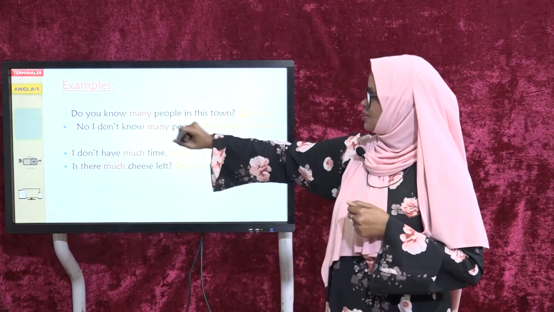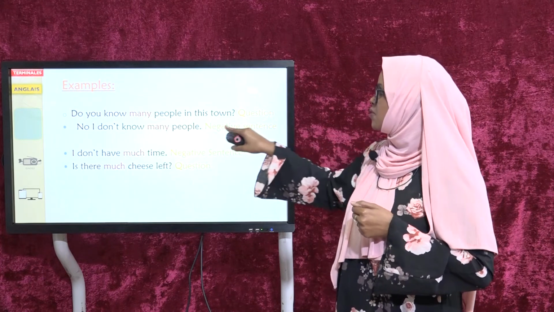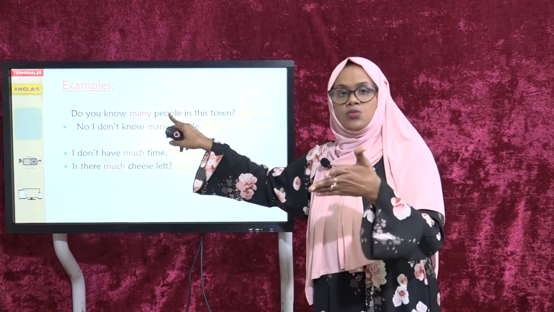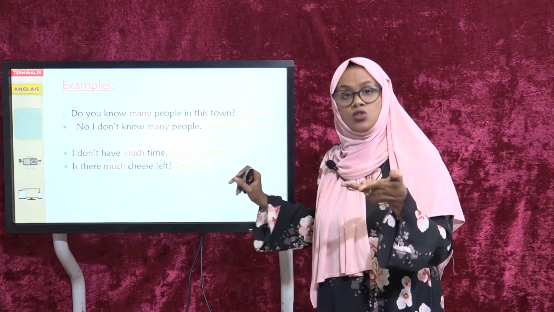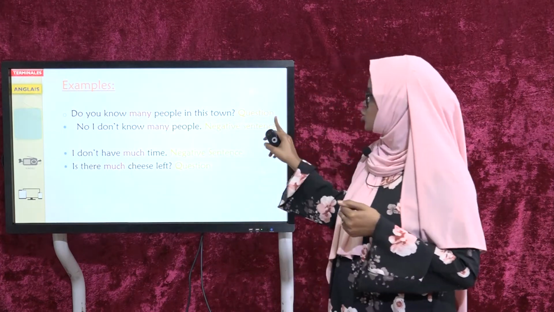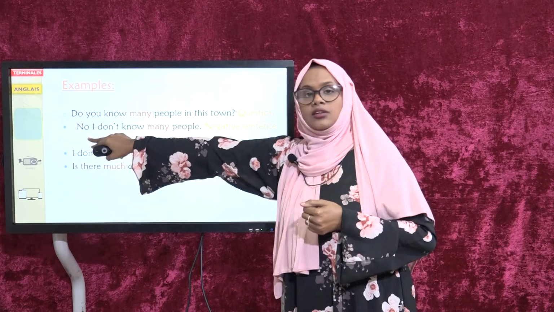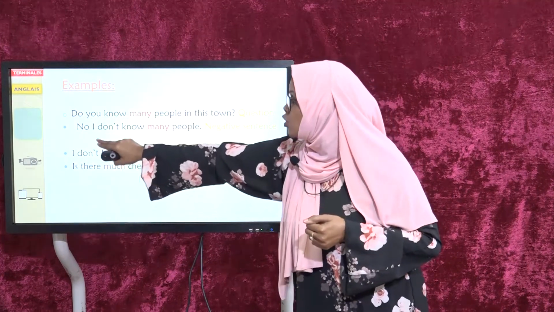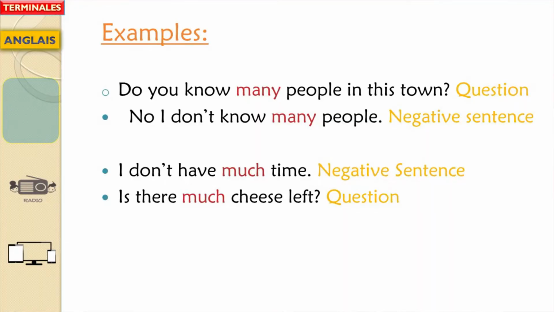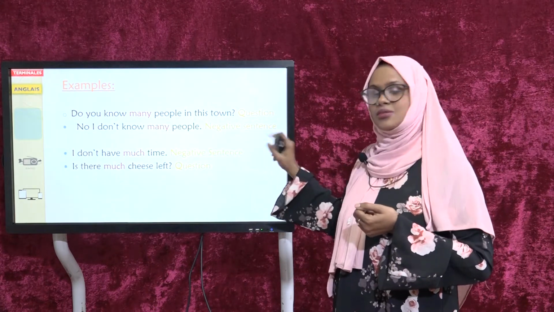Look at the first sentence. Do you know many people in this town? People, countable noun. We can count people. We can say 1 person, 2 people, 3 people, and so on. That's why we use many. Question form. Second sentence. No, I don't know many people. Negative sentence. See the structure? Look at the second sentence. No, I don't know many people. Negative sentence.